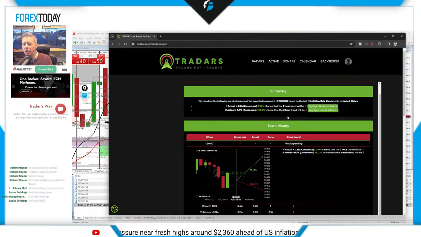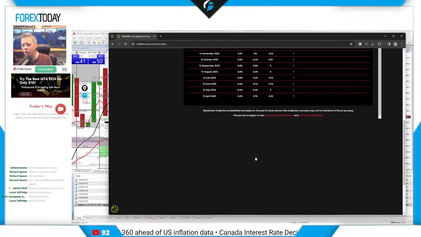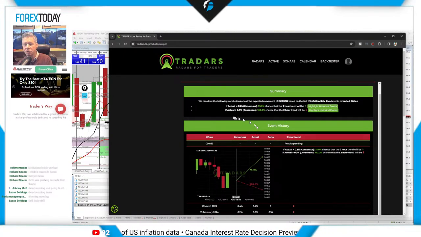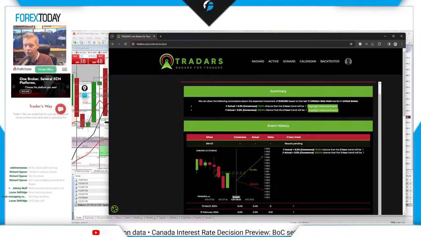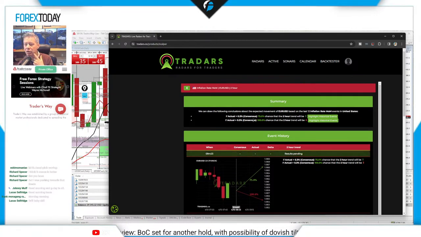Now, when the news comes out, if it does come out higher than expected, it'll delete all this analysis for the less than expected. So it updates itself. It's all dynamic. You don't have to refresh your page or anything. This is not a web page. This is a database. So it'll say, oh my God, it came out greater than expected, and it'll delete all the other stuff, or vice versa.